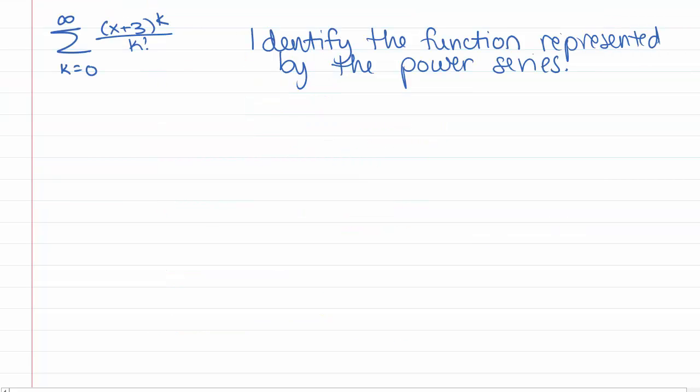All right, now we'd like to identify the function represented by the power series. And here the power series is the sum from k goes from 0 to infinity of (x plus 3) to the k over k factorial. Well, this looks like a series that we know. We know that e to the x is the sum k goes from 0 to infinity of x to the k over k factorial. So we'd like to just make a substitution, u equals x plus 3.